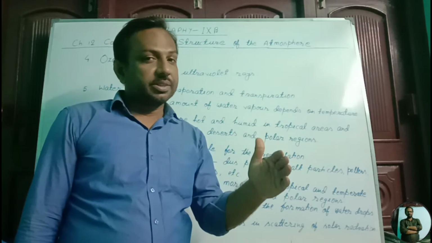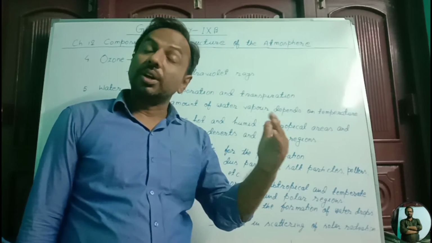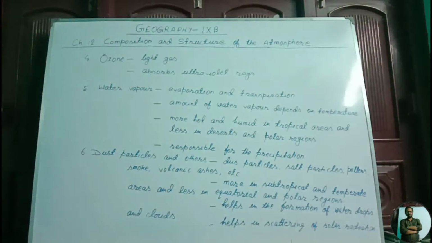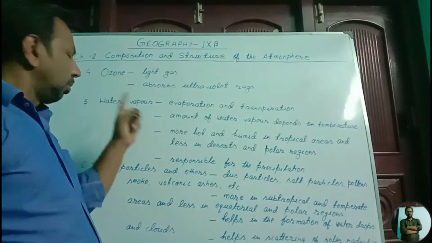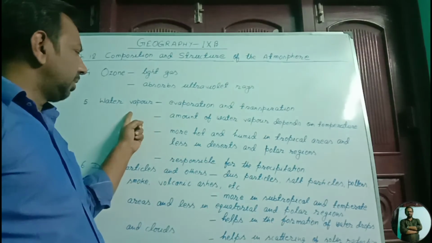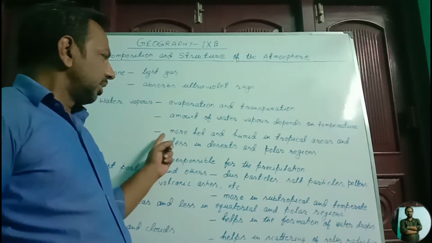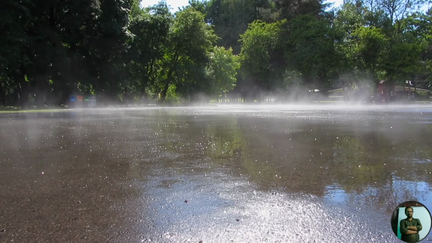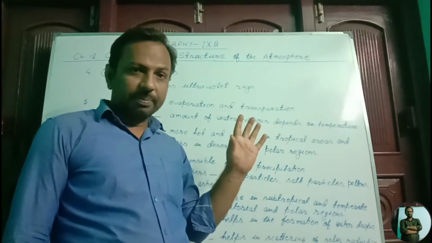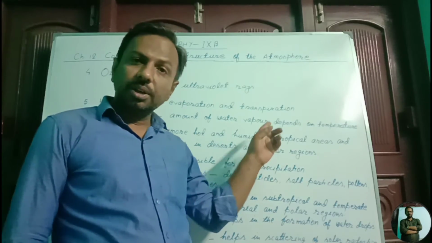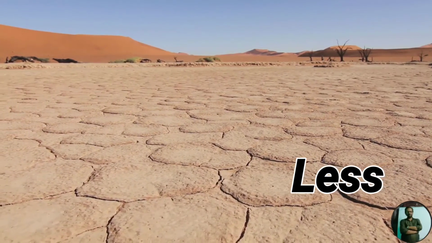If temperature is less, then the amount of water vapor is less, and if temperature is high, then the amount of water vapor is also high. So there is a relationship between temperature and water vapor. On the basis of this, we can say the water vapor is more in hot and humid tropical areas, and the amount of water vapor is less in desert and polar regions.